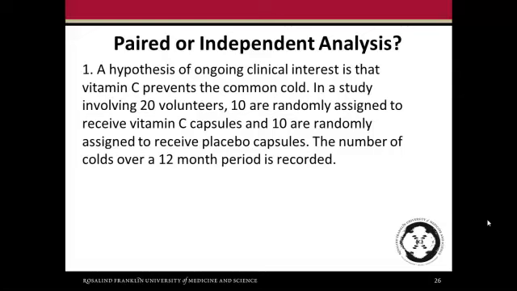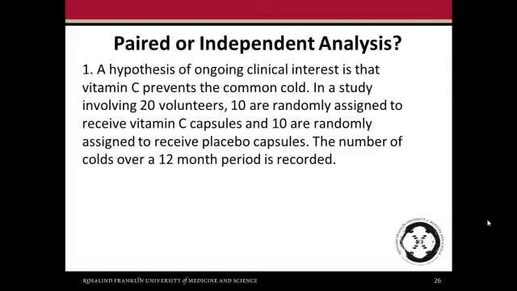So this first example is looking at clinical interest in vitamin C preventing the common cold, and there's a study with 20 volunteers, and 10 individuals are randomly assigned to receive vitamin C, and 10 individuals are randomly assigned to placebo capsules. And then the number of colds over a 12-month period is recorded. So in this case, our independent variable is our different treatment, so are they receiving vitamin C or placebo? And our response variable is the number of colds over a 12-month period.